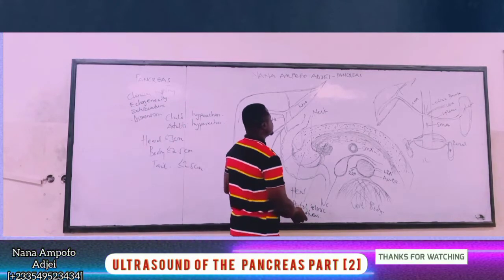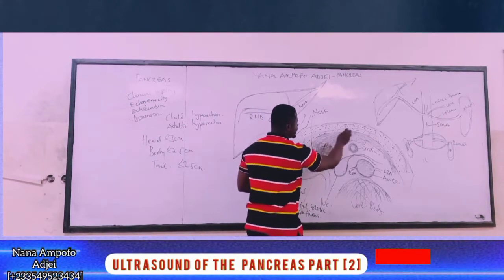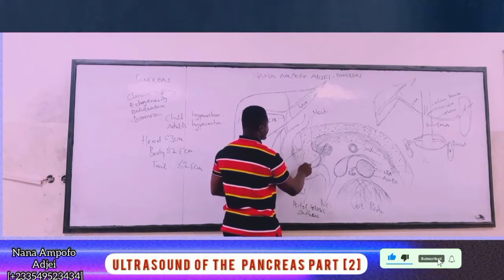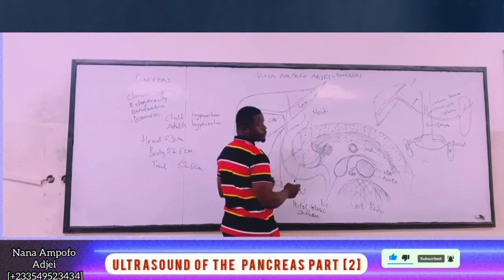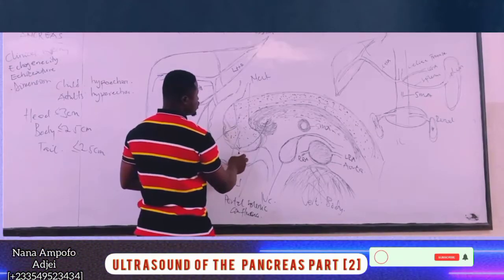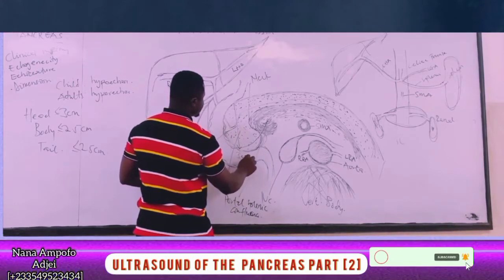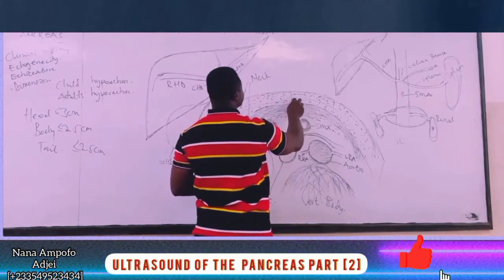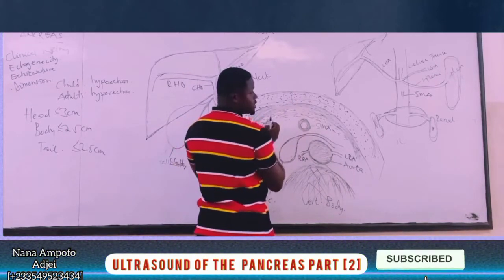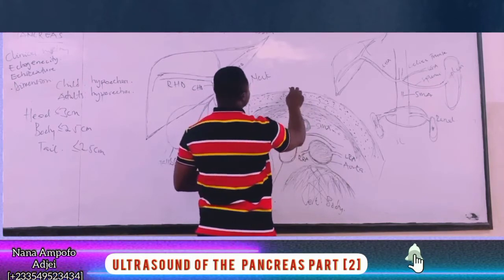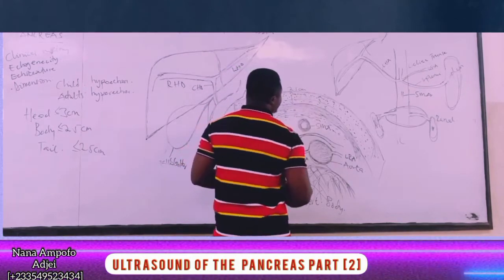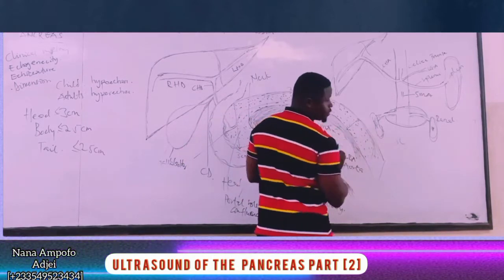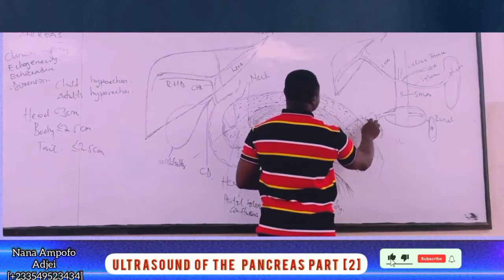Okay, so you scan in the transverse and you've gotten this image. You want to measure anterior posterior. Greater than what? It shouldn't be greater than 3 centimeters. This is the body of the pancreas. You measure anterior posterior and then you expect nothing more than what? 2.5 centimeters. And then for the tail, you also measure and expect nothing greater than what? 2.5 centimeters.